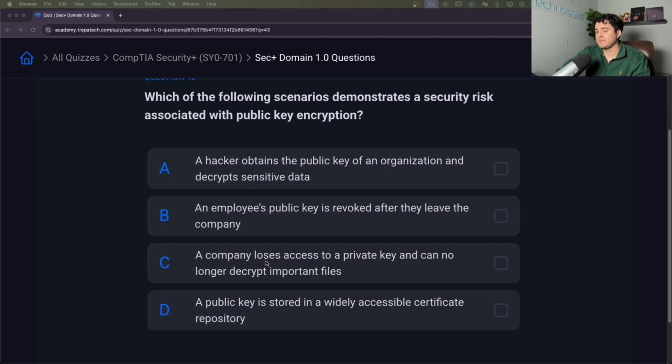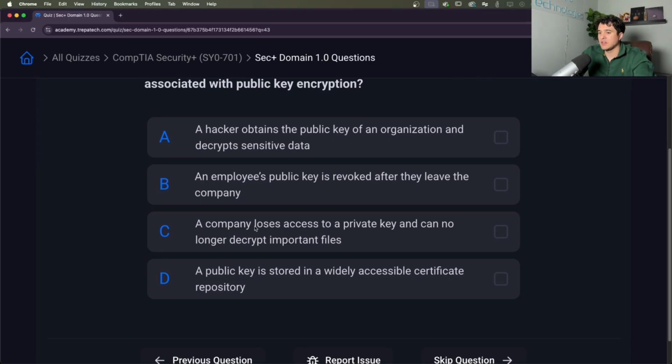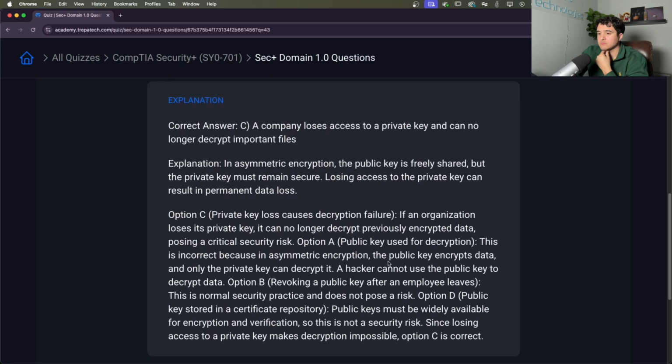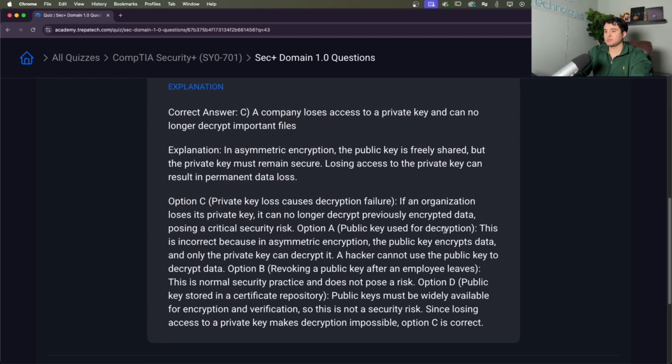So the only answer here that makes sense as a security risk is if we lose access to a private key, then we can't decrypt anything. If we lose the private key of the key pair for a public key that's doing all this encryption, then we're out of luck, right? We can never decrypt again without making new key pairs and then implementing them. So we're going to go with C here. Pause the video if you'd like to read the explanation.